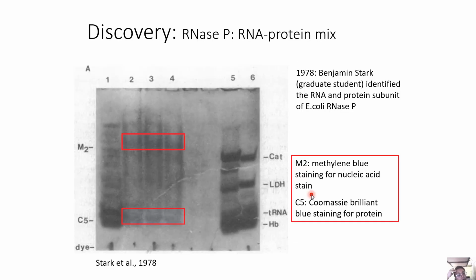So how does it work? The RNA subunit of RNase P is catalytic and acts like a protein-based enzyme. So the RNA subunit folds into a three-dimensional structure that forms a cleft to bind the substrate. Now the specificity domain of the RNA subunit recognizes the substrate. The catalytic domain of the RNA subunit contains the active site. Okay, so you can see Benjamin Stark, who was a graduate student, identified the RNA and protein subunit of E. coli RNase P. You can see M2 stands for methylene blue staining for nucleic acid stain, and C5 is Coomassie brilliant blue staining for protein.